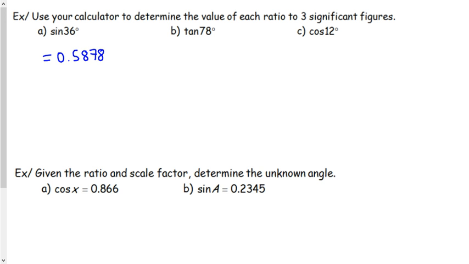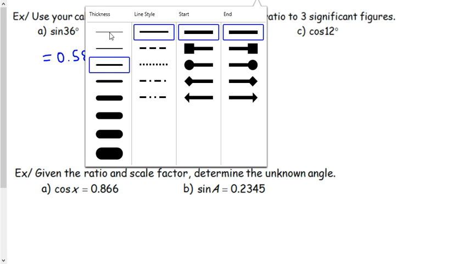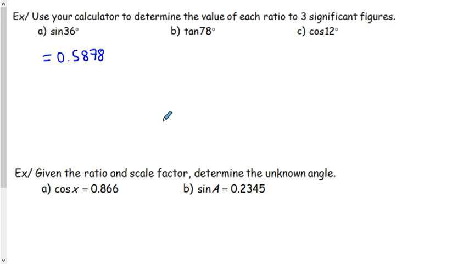I'd like you to try and do the ratio for the next two. I'm going to write it out, and I'd like you to try it in your calculator to make sure you can get these same answers. So our next one is tangent of 78 degrees. When you plug that into your calculator, you're going to get 4.7046 if we round it off to 4 decimal places. And finally, cosine of 12 degrees, you're going to get 0.9781. I'd like you to make sure you can use your calculator to get those ratios.